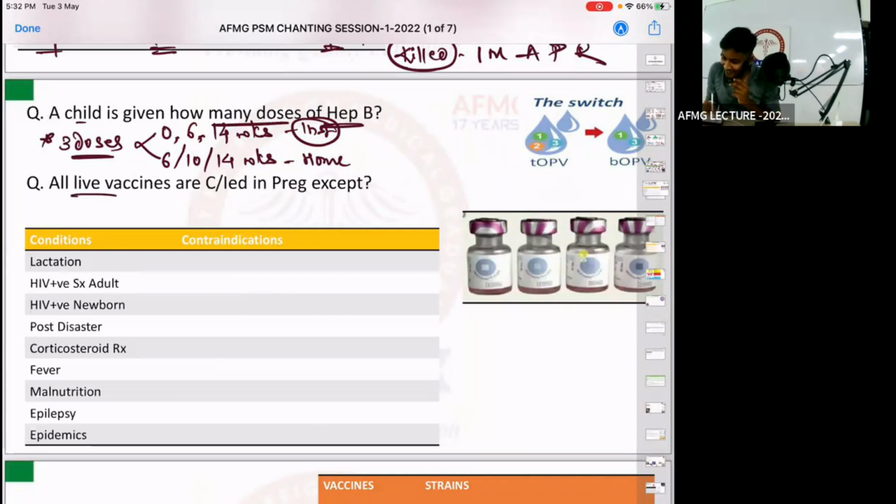Now all live vaccines are contraindicated in pregnancy except. So pregnancy has been known as an immunocompromised state. Therefore, all live vaccines are contraindicated because the antigenicity of the vaccine will increase. Okay, but except one. That means, see, all live vaccines, including yellow fever, should be contraindicated.